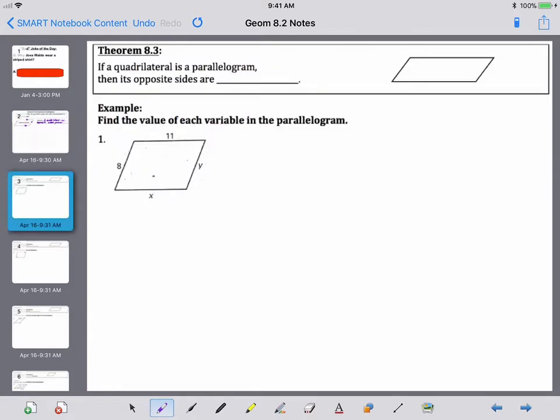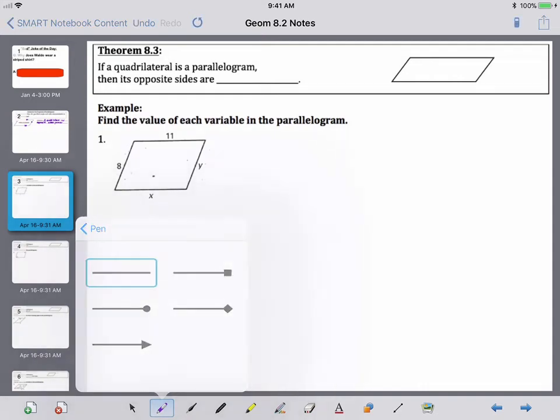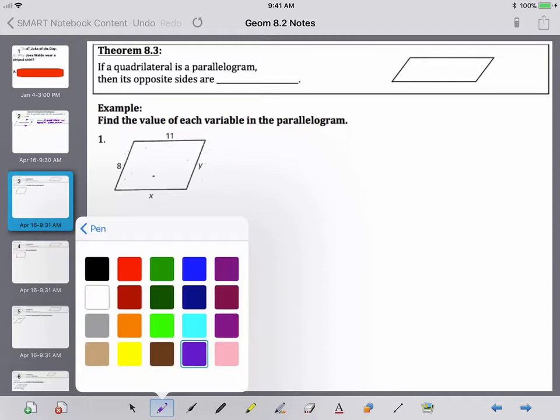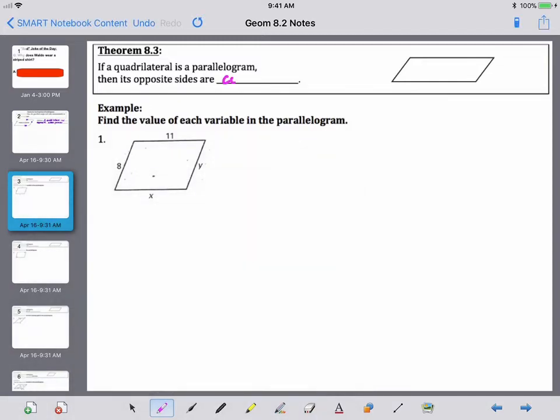The first one is pretty straightforward. This tells us that if a quadrilateral is a parallelogram, then its opposite sides are congruent. So this side is congruent to this side, and this side is congruent to this side. Let's use that to do example 1.